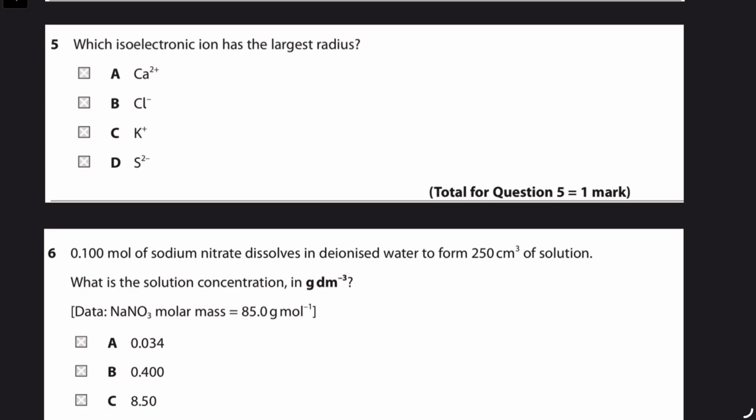Calcium has 20 protons, chlorine has 17, potassium has 19 protons, sulfur has 16. So the correct answer is D.